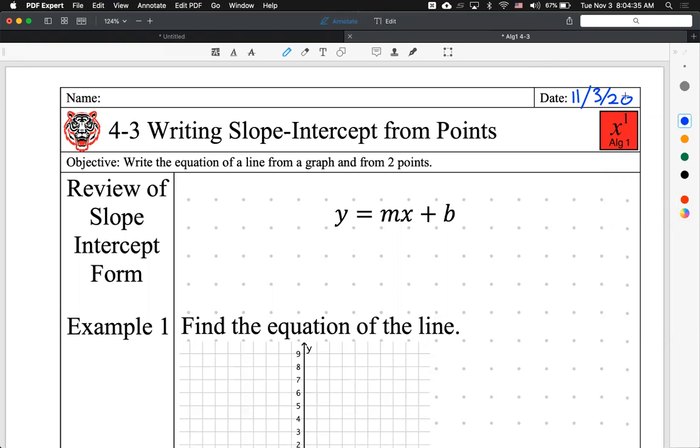Objective. Diego, go for it. Objective, write the equation of a line from a graph and from 2 points.